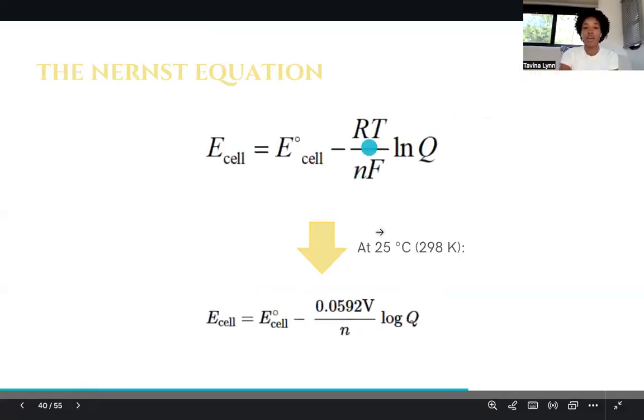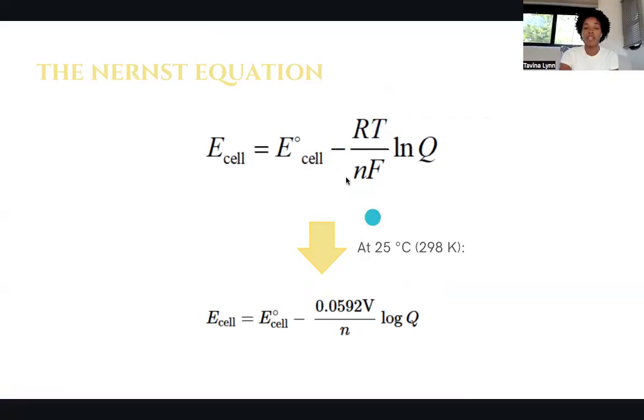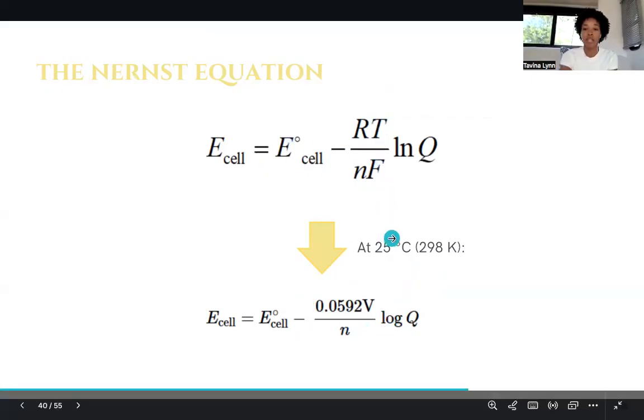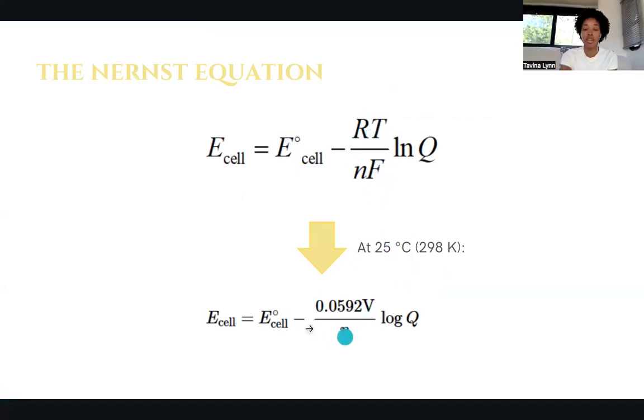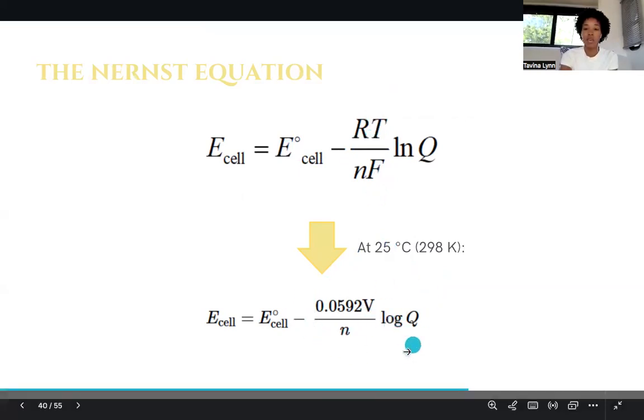So if this reaction is done at standard temperature, not necessarily standard conditions across the board, but standard temperature, 25 degrees Celsius, then this equation is reduced to this, where we just plugged in 298 Kelvin for our temperature and we get this equation here.